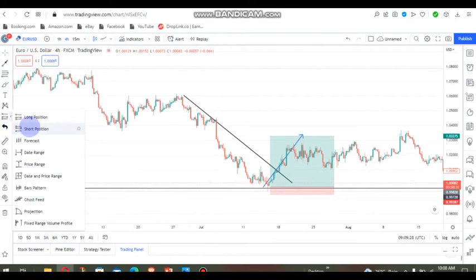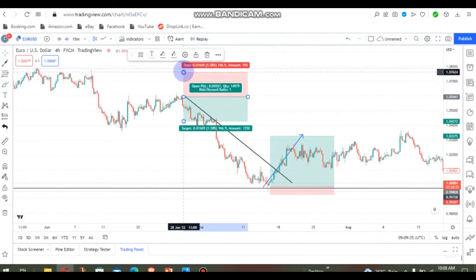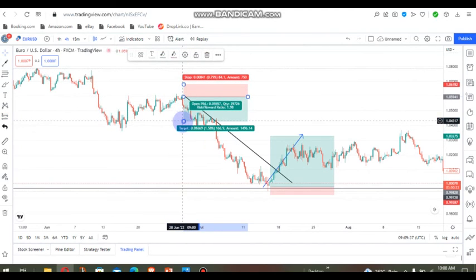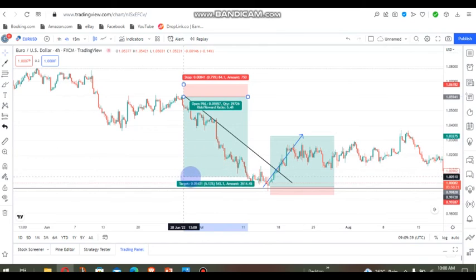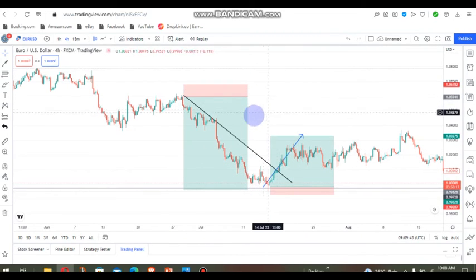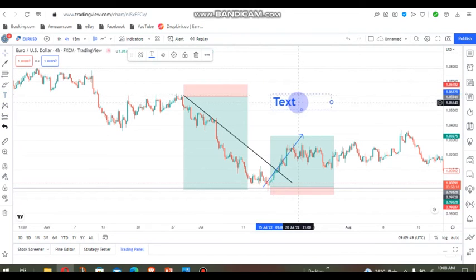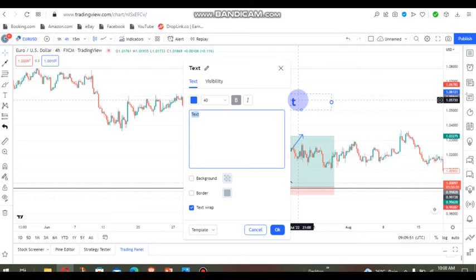Now if you want to enter a sell, you take a short position, maybe you put your stop loss around here, for example. All these are just examples of how to use the tools. Maybe you take profit around here. Maybe you want to add text, if you want to publish an idea in TradingView, you write something, maybe buy here.